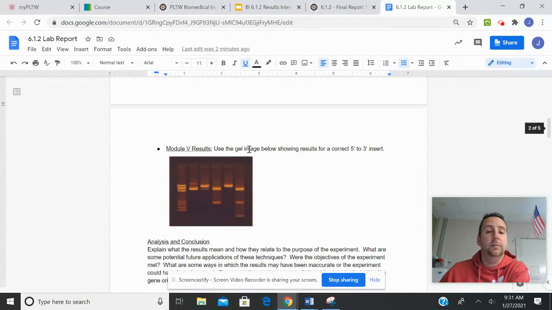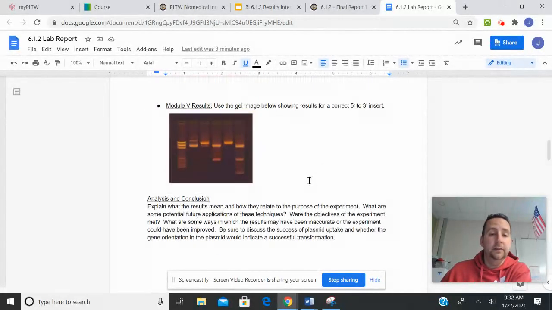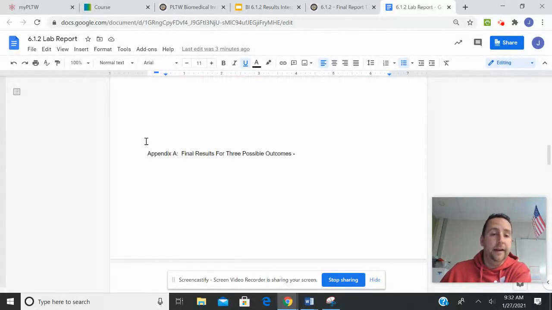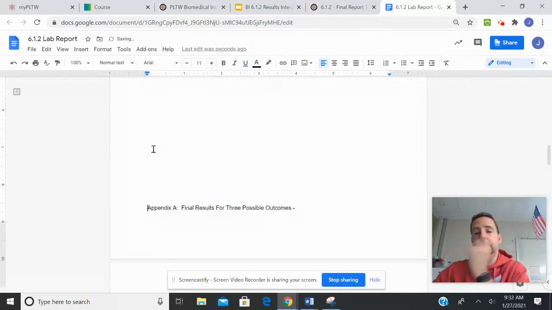Okay. Under module 5, I did put this gel in here. This is the gel image from the kit itself, from the module itself, that shows the final results. And if you go back to the other slide, you can see the interpretation of it. Finally, I put down here what I called an appendix. An appendix is just an addition to the document at the end.